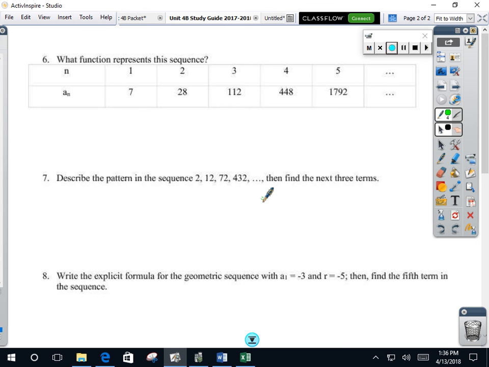What function represents this sequence? Okay, so this one, if you look at the table, you'll see that instead of x and y, they call it n and a sub n. So we're going to be using the formulas over there on the right. What is the a sub 1? 7. And then the next thing is times the r. For this one, what's the r? How are they increasing each time? Times 4, and then to the n minus 1. And that's all you have to do. All they want is the function.